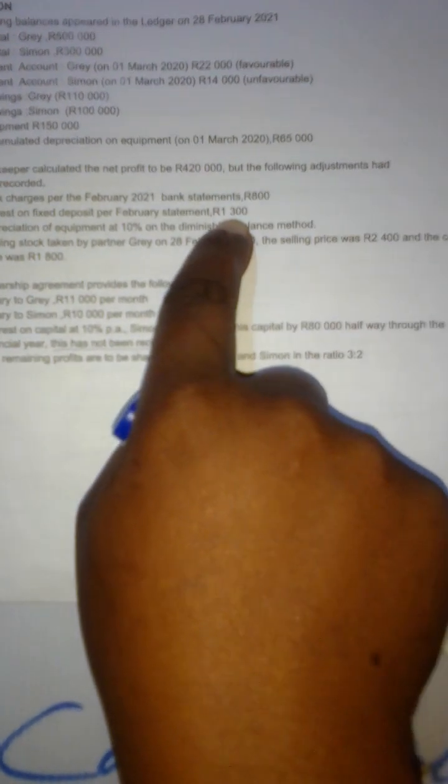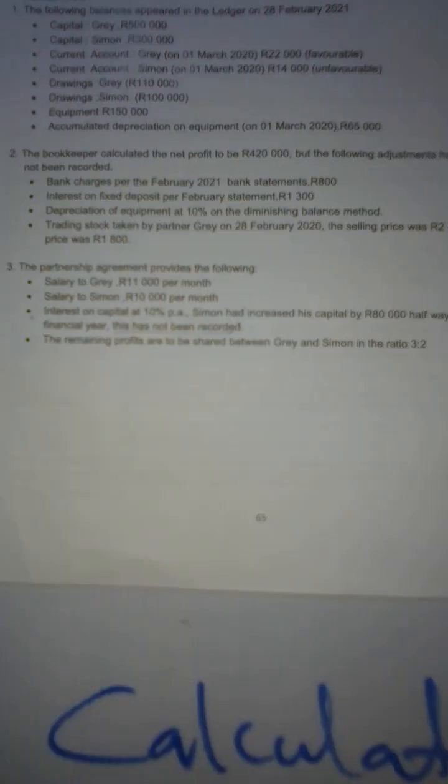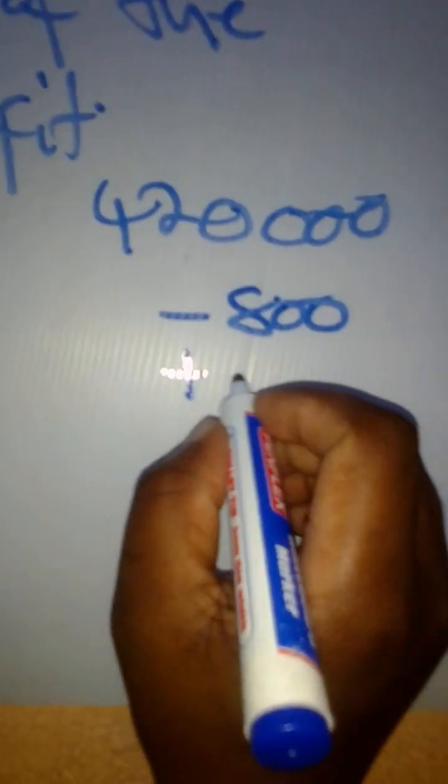Okay, let's look at the other adjustment. Interest on fixed deposit per February statement was 1,300. A fixed deposit is an investment to the business. Interest on fixed deposit is interest income, which is going to increase our profit.